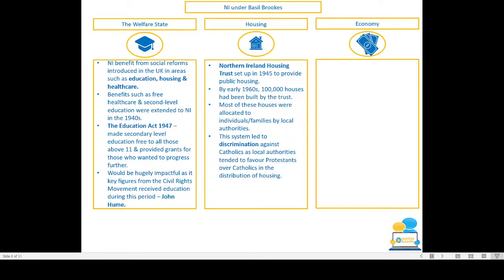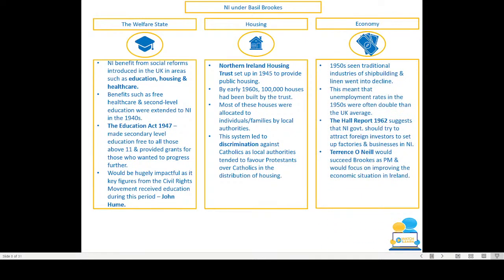However, most of these homes were going to be allocated to individuals or families by local authorities. And this is where the problem arises, because this system led to discrimination against Catholics, as local authorities tended to favour Protestants over Catholics when they were distributing houses. So we see the discrimination or the sectarian divisions start to show in society.